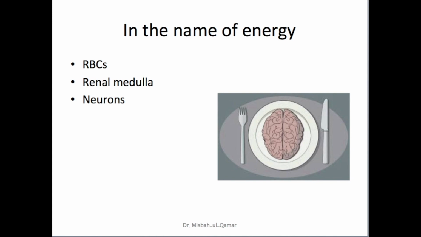Keep in mind that our red blood cells and renal medulla can utilize only glucose. While neurons normally utilize only glucose, after a few days of starvation, they can switch to the breakdown products of fatty acids made by the liver.